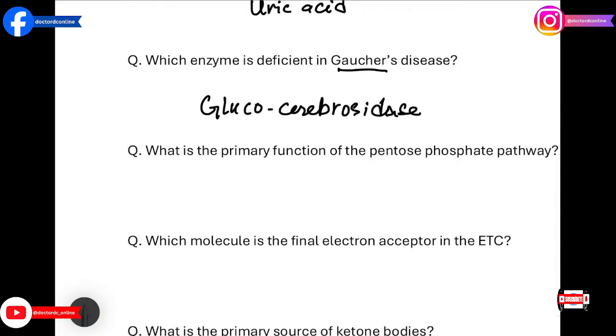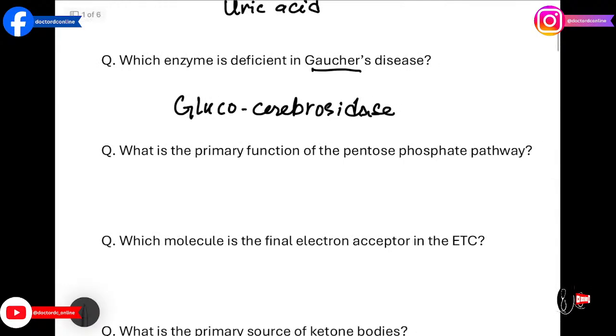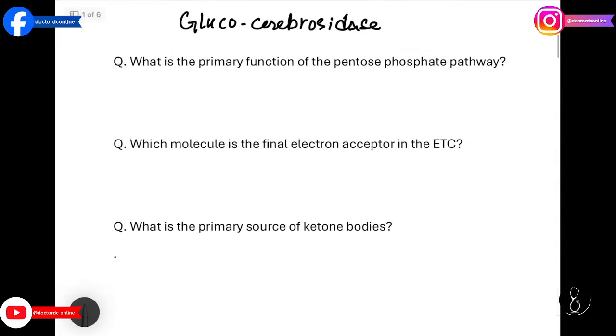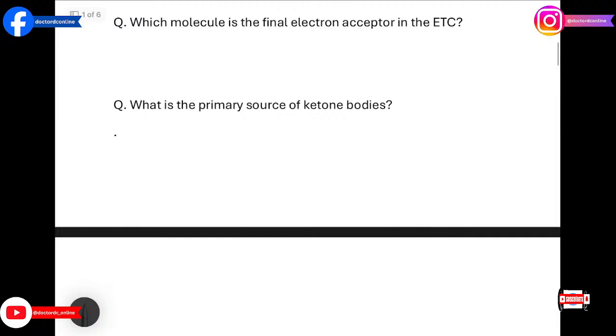The next question is, what is the primary function of the pentose phosphate pathway? And the answer is NADPH production, because it provides reducing power for biosynthesis and antioxidant defense. The next question is, which molecule is the final electron acceptor in the ETC? The answer is oxygen. It forms water in the mitochondrial electron transport chain.